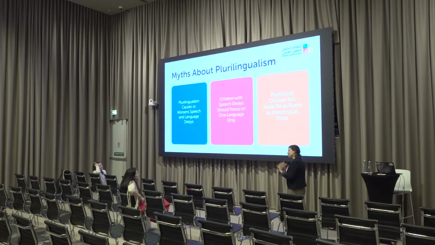Luckily I'm a stuttering specialist, so I'm here to answer all your questions. Plurilingual children will never be as fluent as monolingual peers. I speak English, Arabic, French. Obviously, this is not a rule. Most of us are born speaking at least 2 languages, if not 3 or more. So this is definitely also a myth.